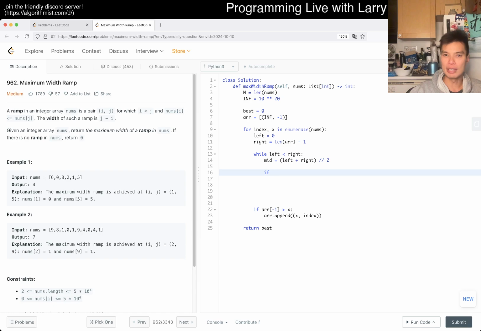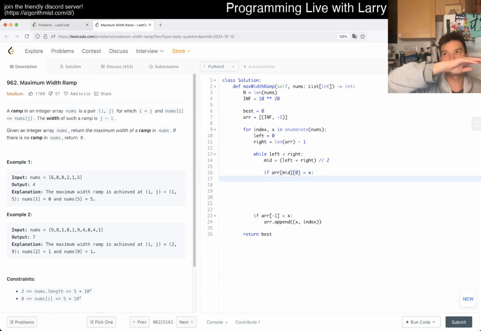So now, if the middle of the array, if the first number, because the second number is the index, if that number is greater than x, then we want to try the smaller half of the array, right? So that means that right is equal to mid.